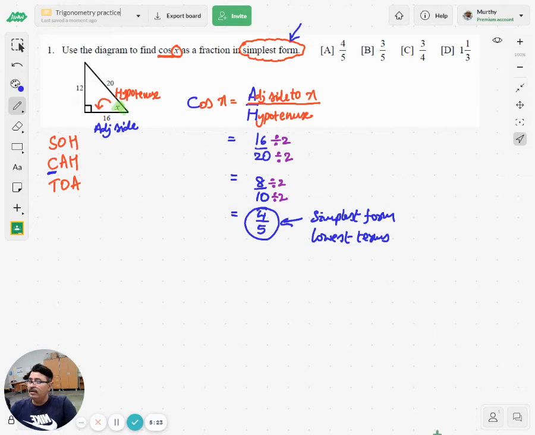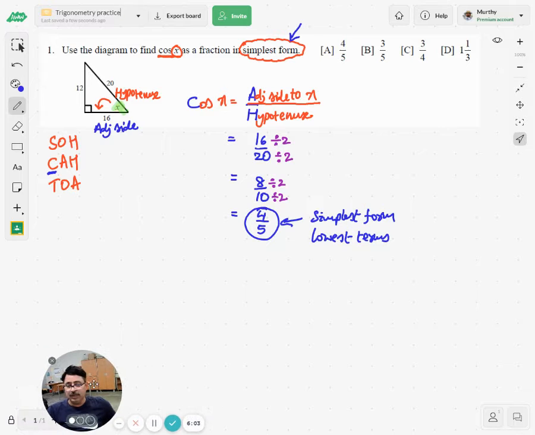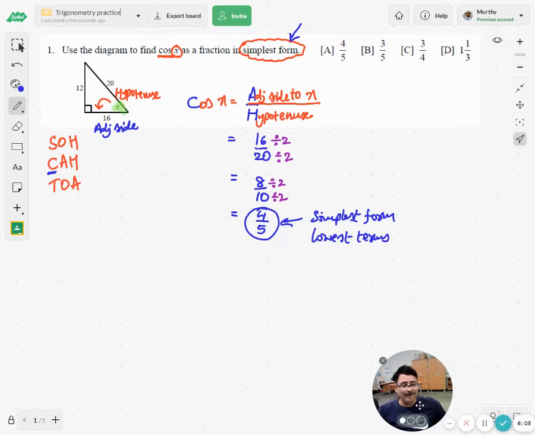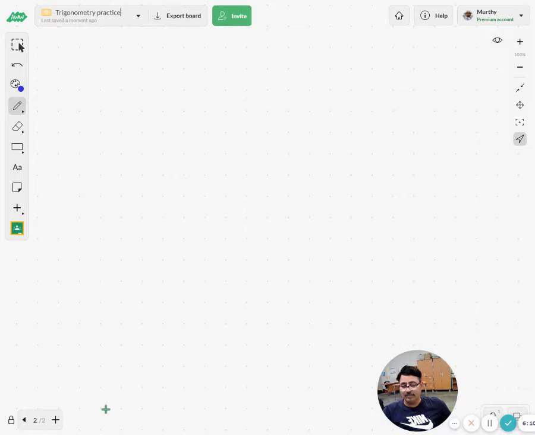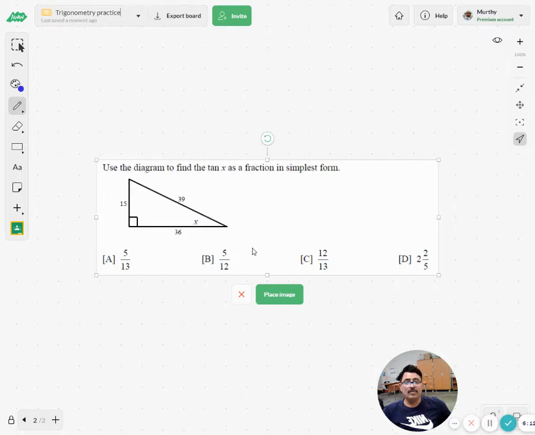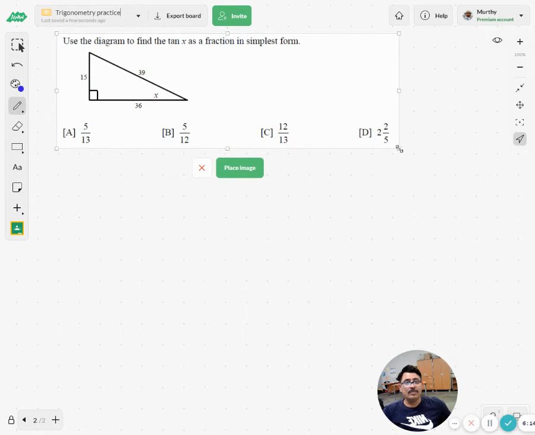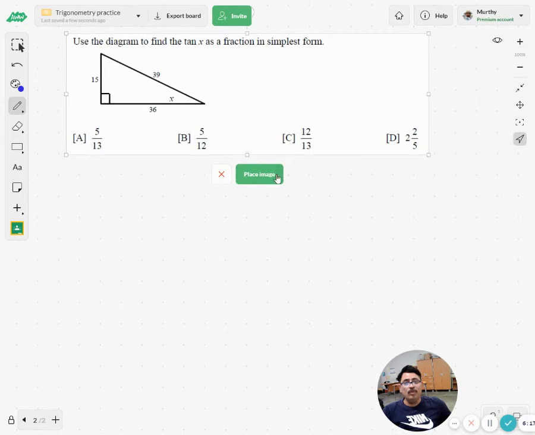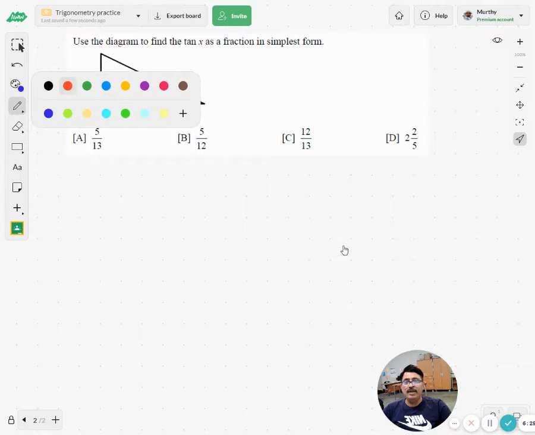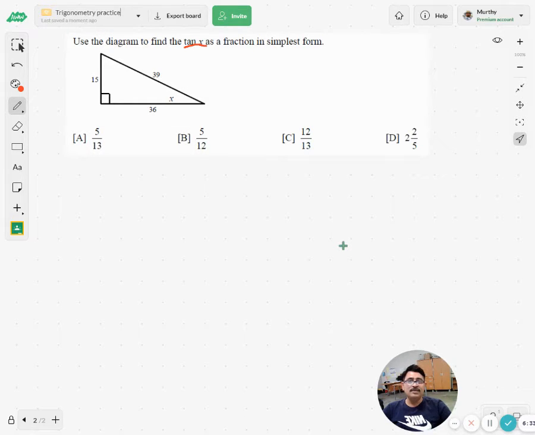Questions on this? Well, one more question, which is almost similar to the previous one. Use the diagram to find tan x. So let me identify the important information: tan x as a fraction in simplest form.